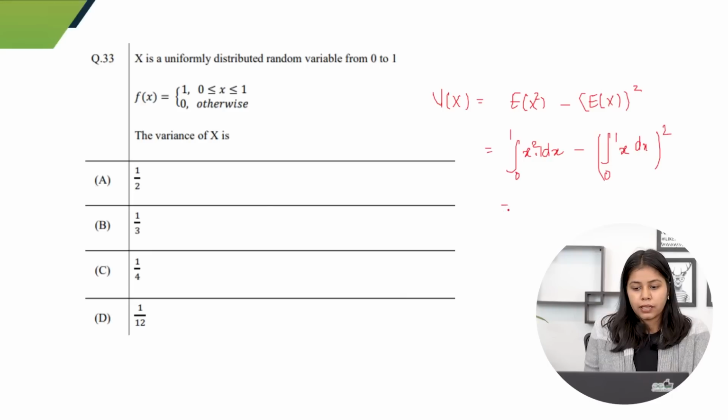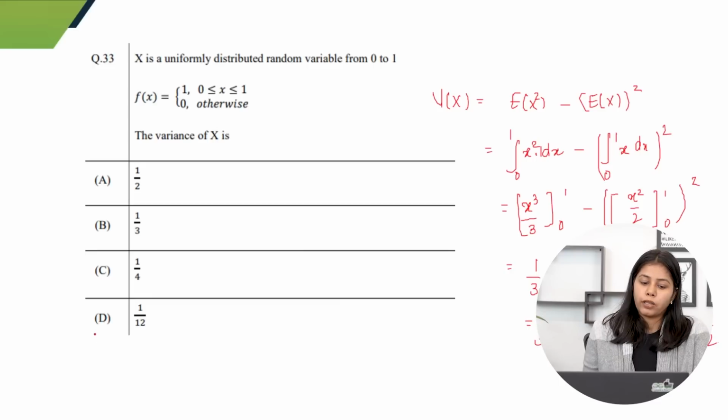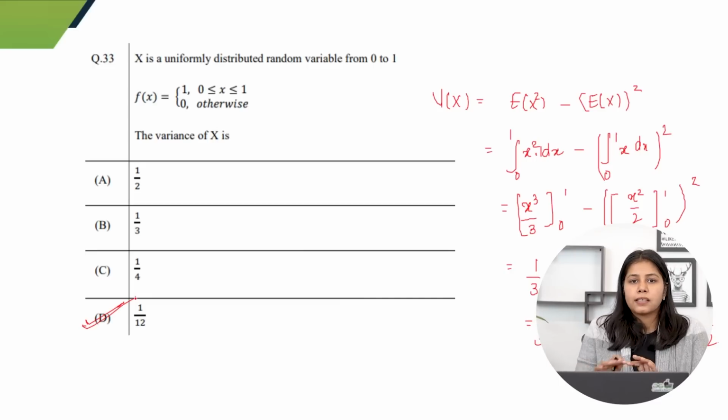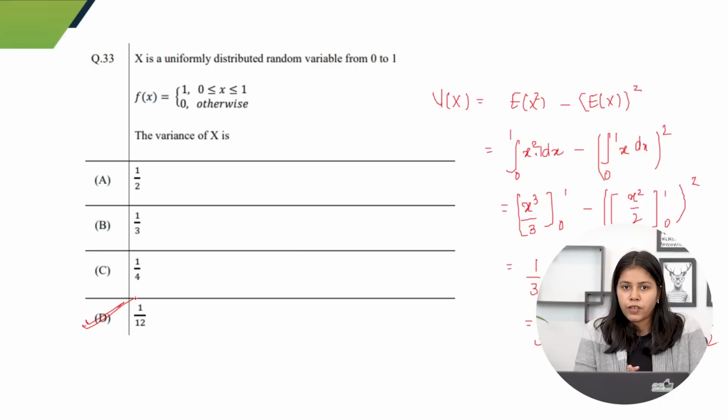So integration of x square will give me x cube by 3, 0 to 1, minus integration of x by 2, 0 to 1, and then I have to take the square. So this would give me the value 1 by 3, this would give me the value 1 by 2, and I have to take the square of 1 by 2. That would give me 1 by 3 minus 1 by 4. Now I can solve it. 12, 4 minus 3. That would give me the variance of x as 1 by 12. So that's why option D is correct. A simple variance formula, expectation of x square minus the whole square of expectation of x, would solve my problem.